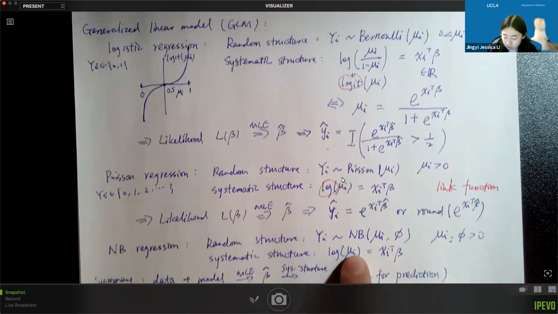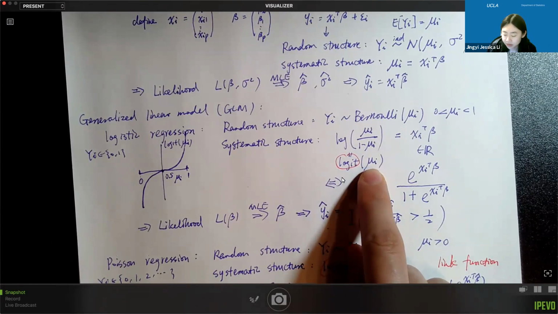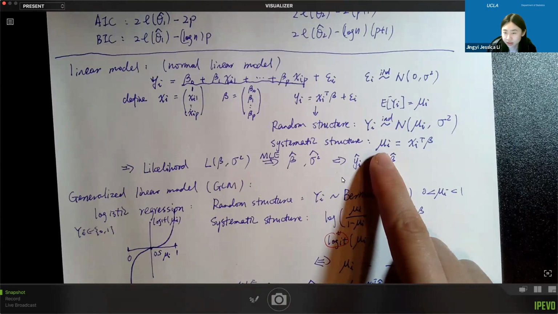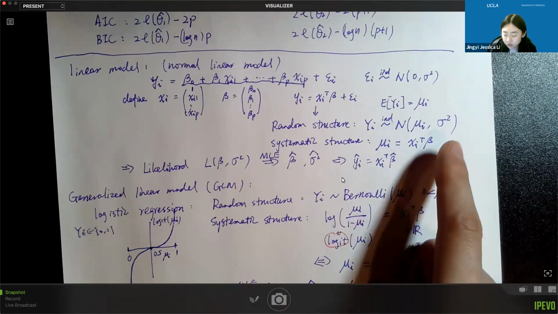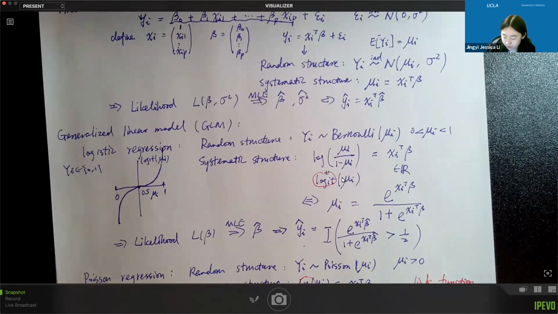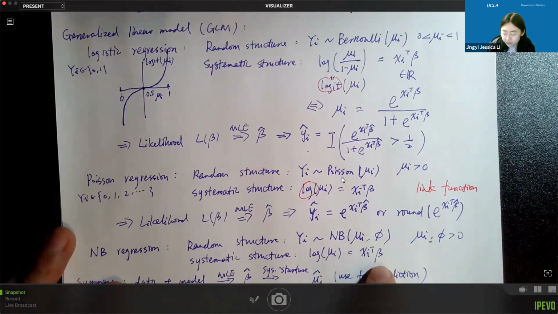And under the logistic regression, you're assuming the logit of mu i, where mu i is a probability between 0 and 1, is a linear function of the features. And under the linear model, you directly assume that mu i is a linear function of the predictors. So these are what we call the systematic structure of GLM. But ultimately, your parameter of interest will be beta, because beta reflects how the change in each predictor's value would be associated with a change in the mean of the response after transformation, of course.